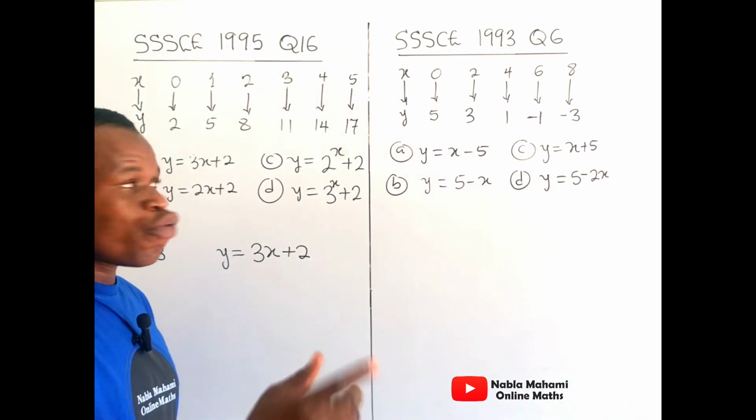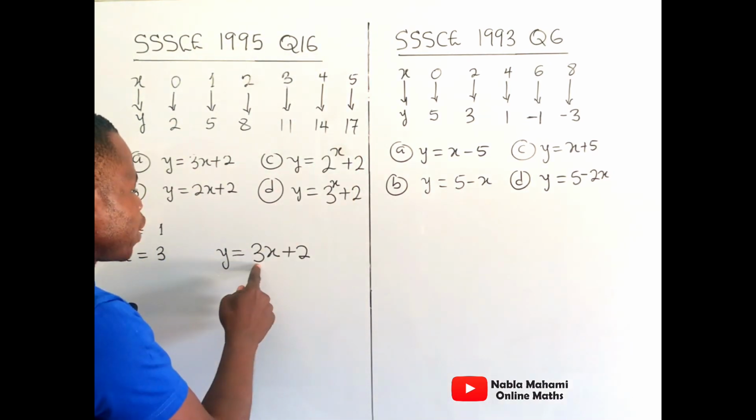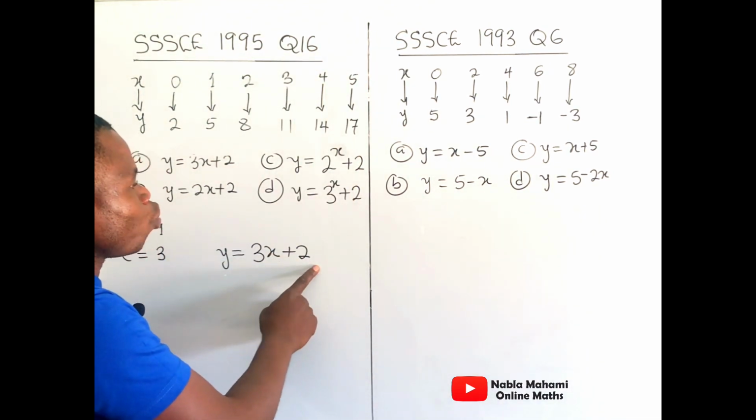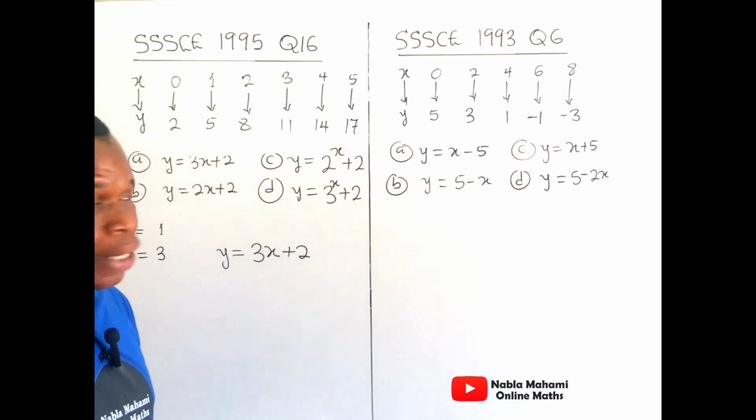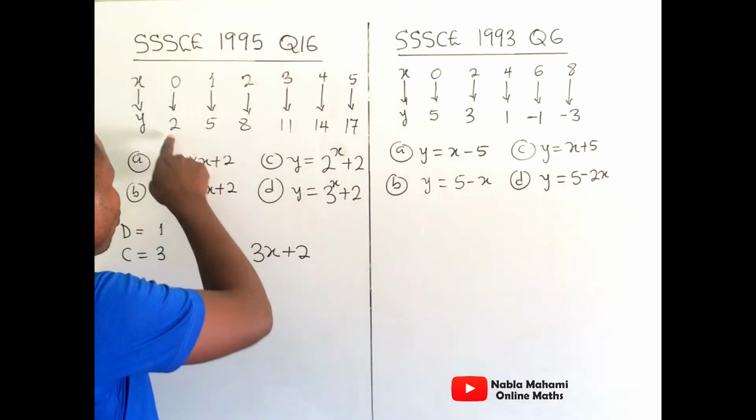Then 12 plus 2, 14. And you can see that 14 is lying down there. If I pick 5, 5 times 3, 15. 15 plus this 2, 17. So you can see that 17 is lying down there. If I use 0, 0 times 3 is 0 plus 2. So you see that 2 is there.